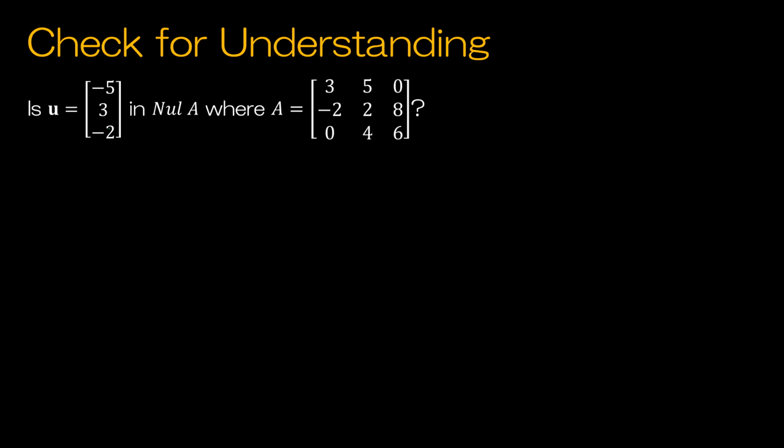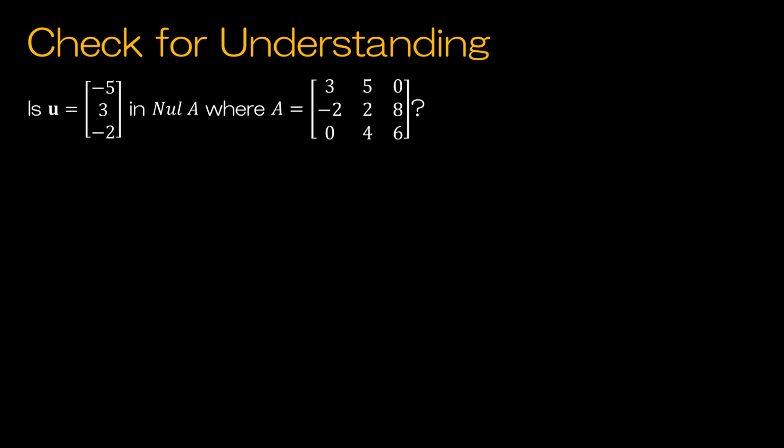Here's a check for understanding. What I would like you to do is determine, however you might know how, if u, which is negative 5, 3, negative 2, is in the null space of A, where A is the matrix that I have given you. So I'd like you to press pause, try this question on your own. When you're ready, press play to see how you did.